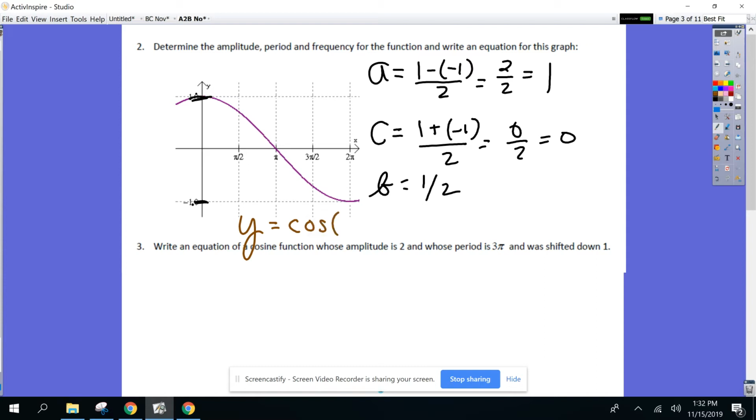What curve is it? Cosine. Frequency, B value: 1/2. Got to put a what with it? X. Shift: you can, yep, just leave it. There's the equation.